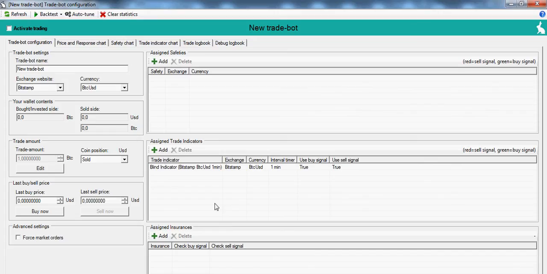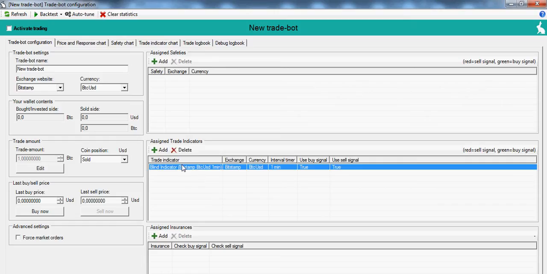Okay, today we're going to set up the two simplest trading strategies that exist. The first one is going to be a so-called scalper, which is going to give you low marginal profits, but it's going to run pretty stable with a low risk. To do that we need to add the blind indicator from the menu of the trade indicators, and with that we're going to add an insurance.